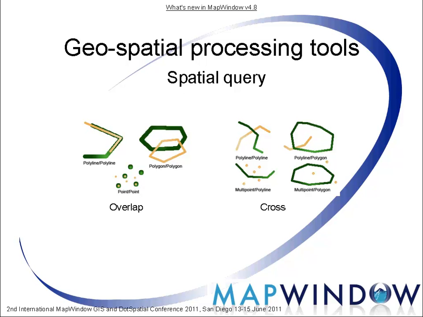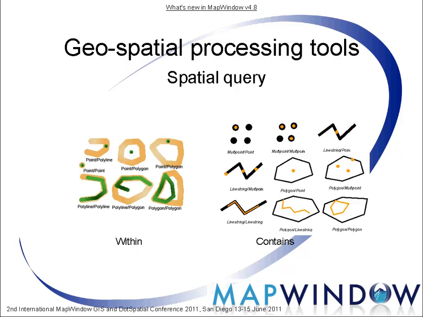Overlap. The intersection of 2 geometries of the same type return a result of the same type. If the intersection of 2 polygons result in a polygon, then they overlap. Cross. If one geometry crosses another geometry. Within. The first geometry is completely within the second geometry. Within tests for the exact opposite result of contains. Contains.